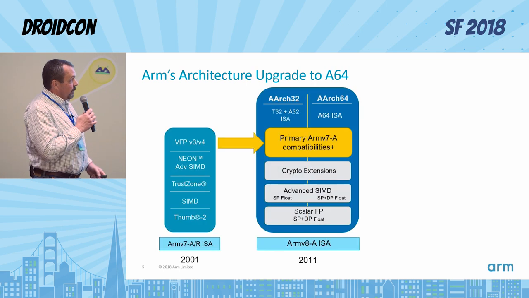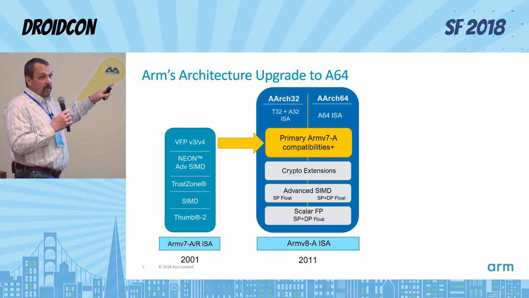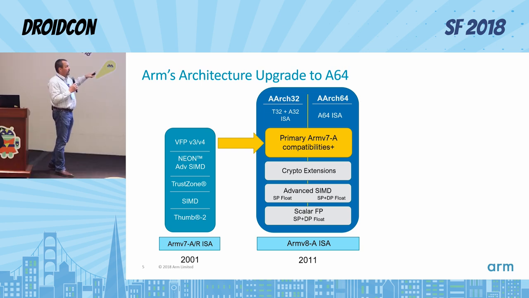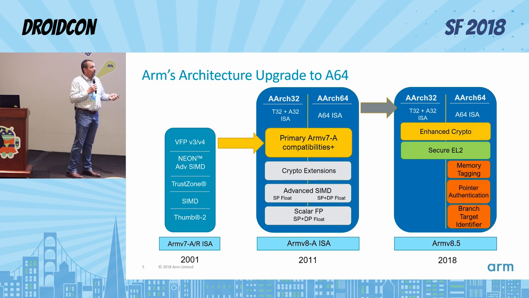So, as I mentioned earlier, we moved from a 32-bit architecture, which is ARMv7. I apologize if I'm hardware geeking out a little bit here, but basically we moved to ARMv8 in 2011, where we started adding a 64-bit side to the architecture. In 2018, we added even more.